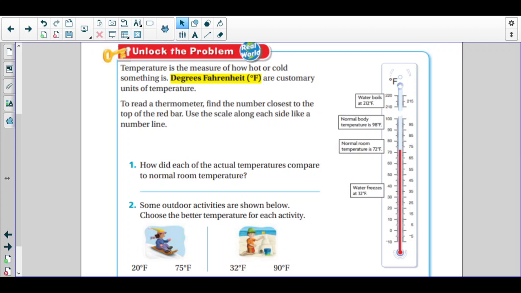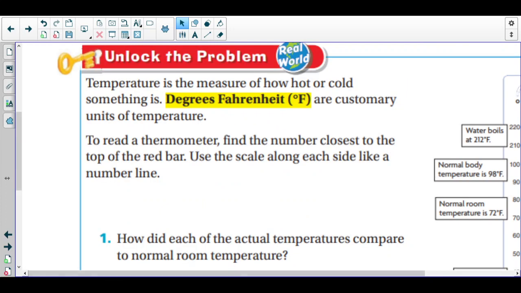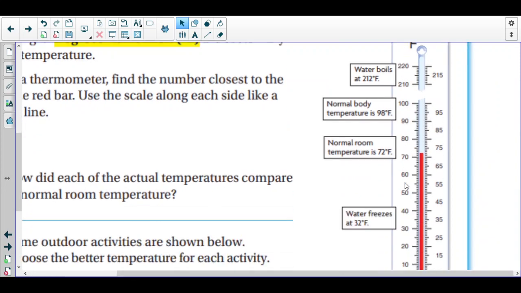So temperature is the measure of how hot or cold something is. Degrees Fahrenheit are customary units of temperature. That's what we use in the United States. To read a thermometer, you find the number closest to the top of the red bar. Use the scale along each side, kind of like a number line. So if we were to take a closer look at this thermometer, we'll notice a few things here.